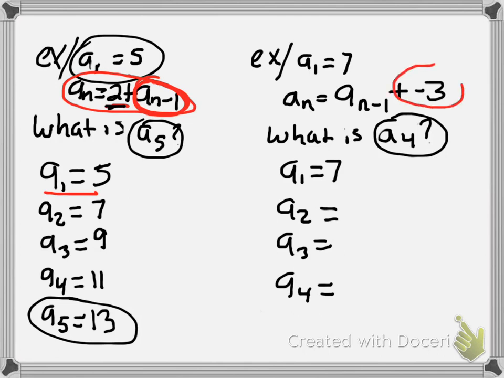Well, our change this time is we're adding a negative 3, which is just like subtracting 3. So my a of 1 is 7. If I take 3 away from that, I get 4. 4 take away 3 gives me 1. 1 take away 3 gives me negative 2. And there's my solution. Okay, so that's a recursive formula. Again, it'll give you your starting point. It'll give you the formula. You just have to recognize the change, and just keep going until you get to the one that they're looking for.